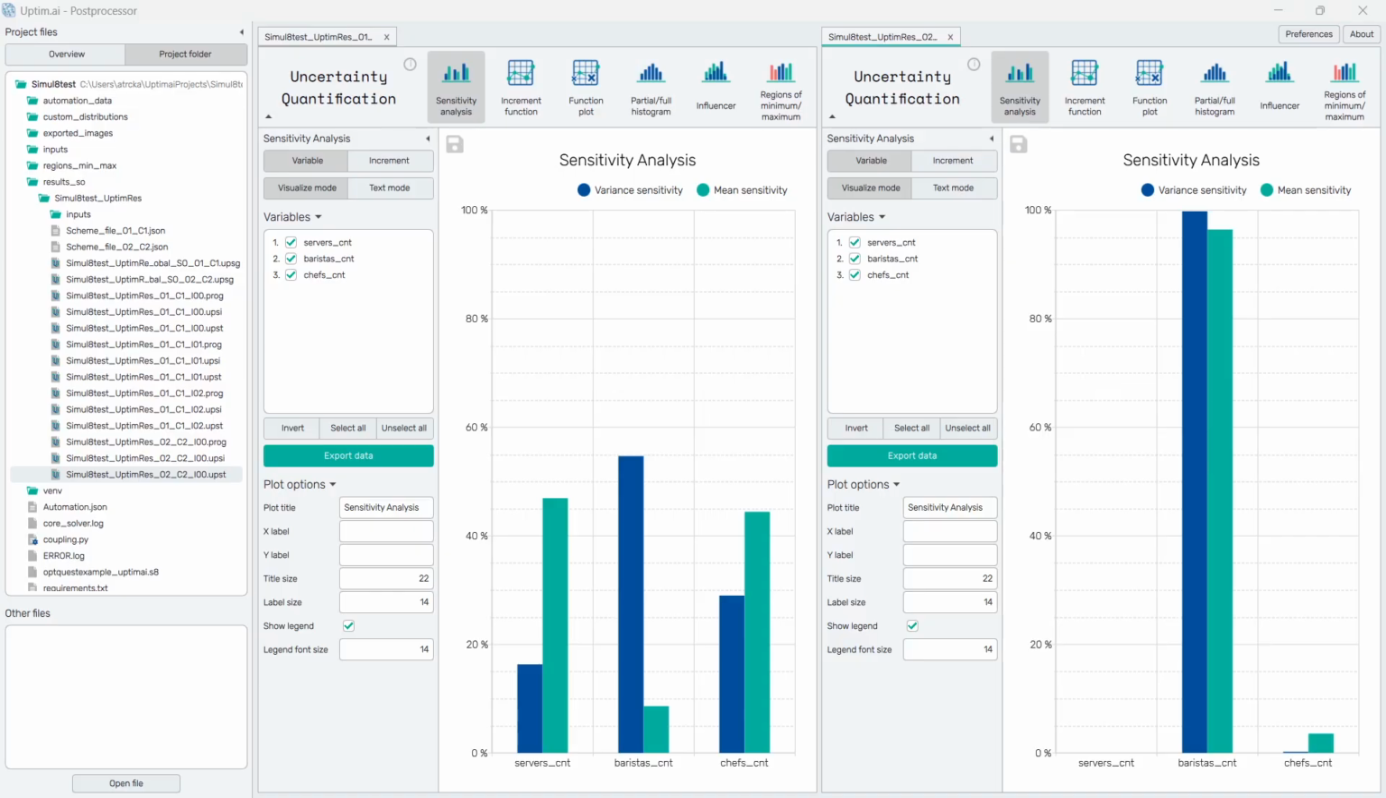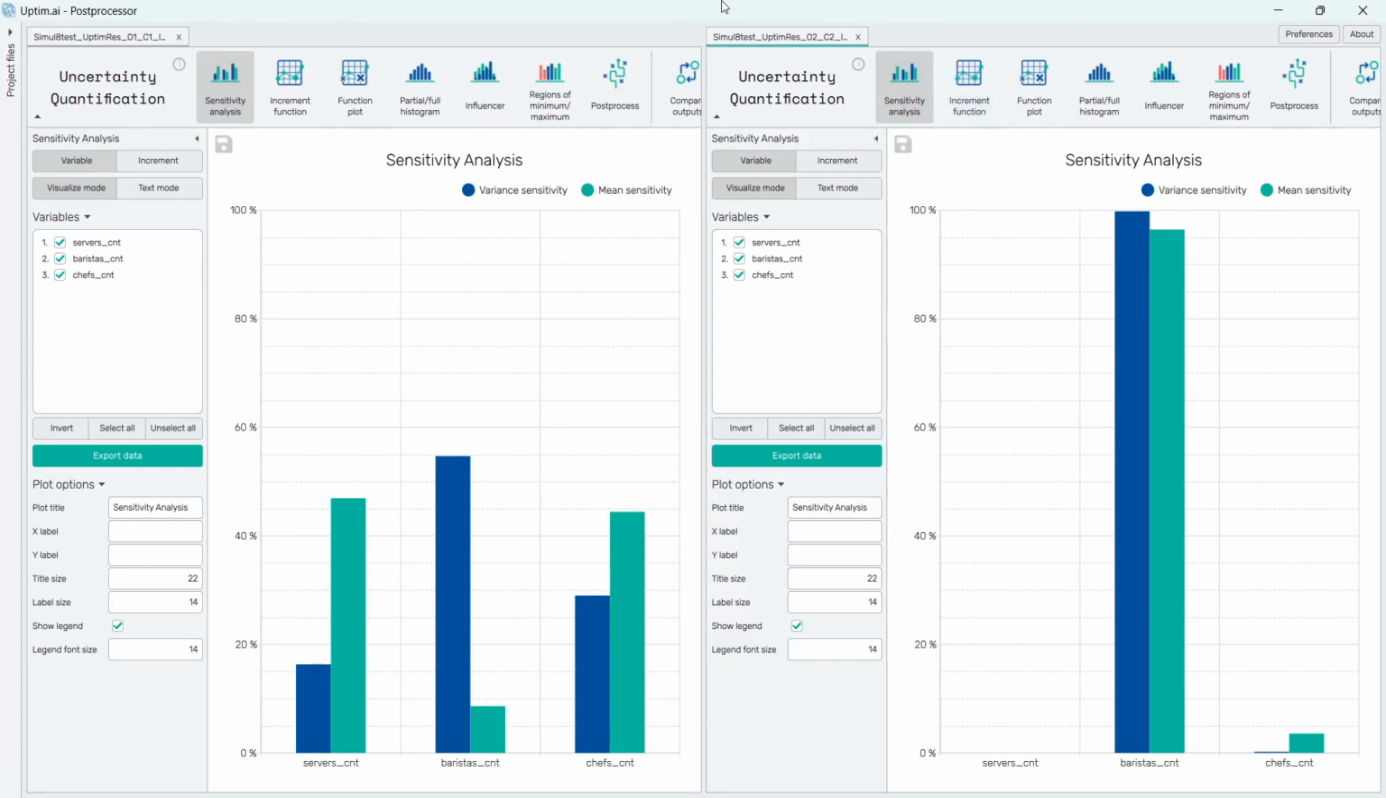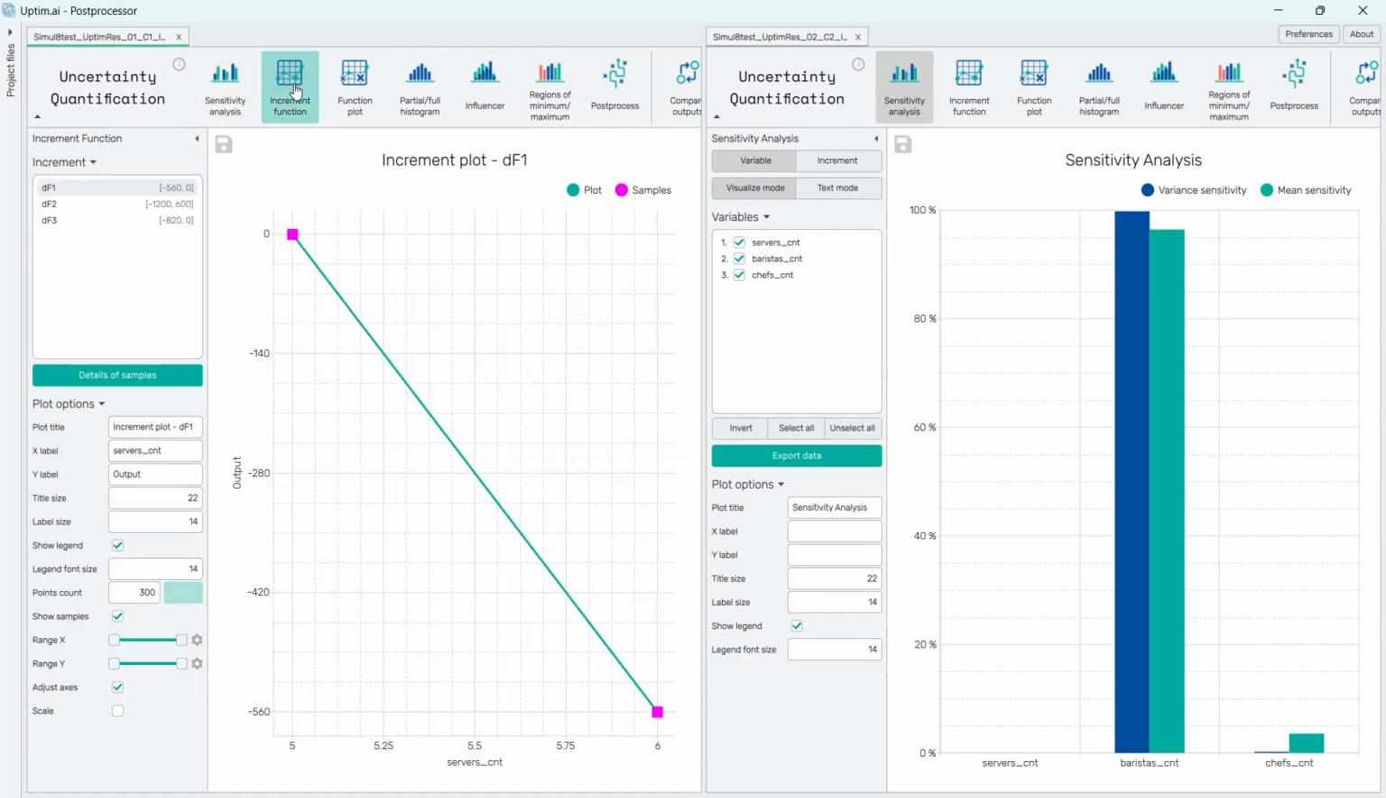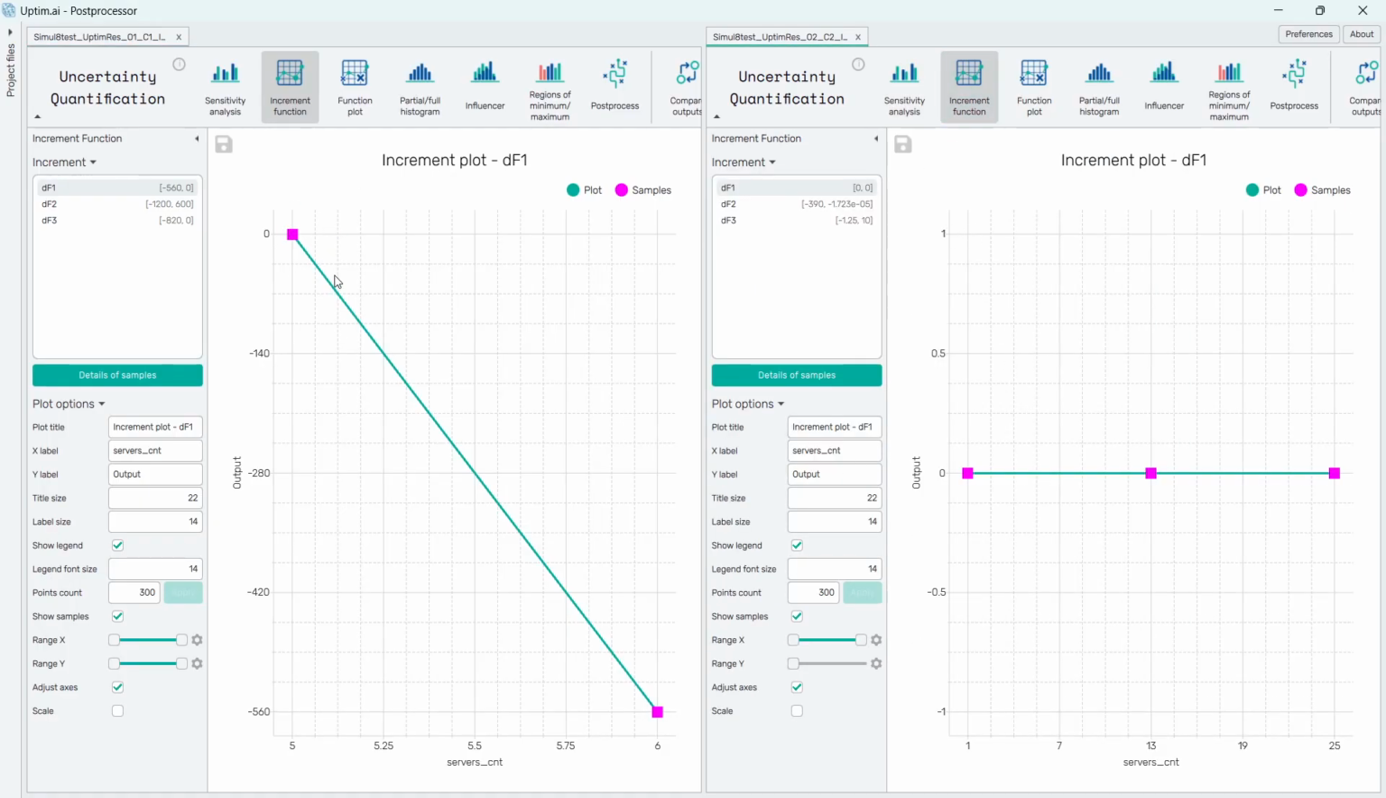If we continue, we can explore all of the functions that Optimi has to offer, including increment functions that basically show us the peak parameter and when its optimum is reached, and whether increasing one variable will have some effect on, for example, here profitability or throughput. In this case, we can see that adding servers actually leads to a negative profitability, which makes sense because for each additional server, we will have to spend a more fixed cost to pay the servers.